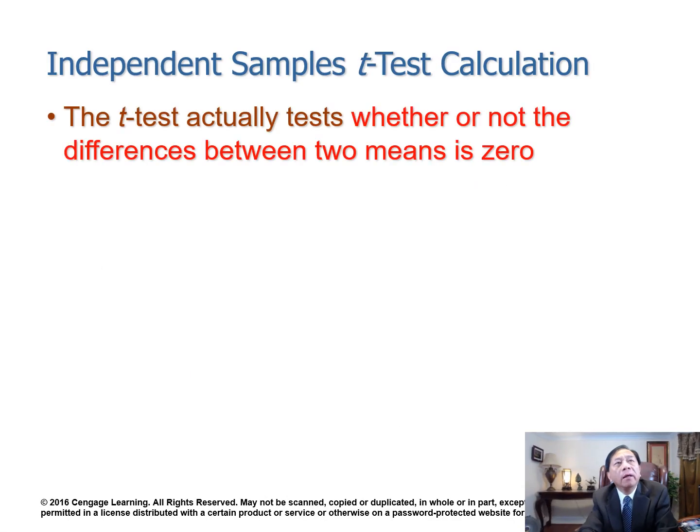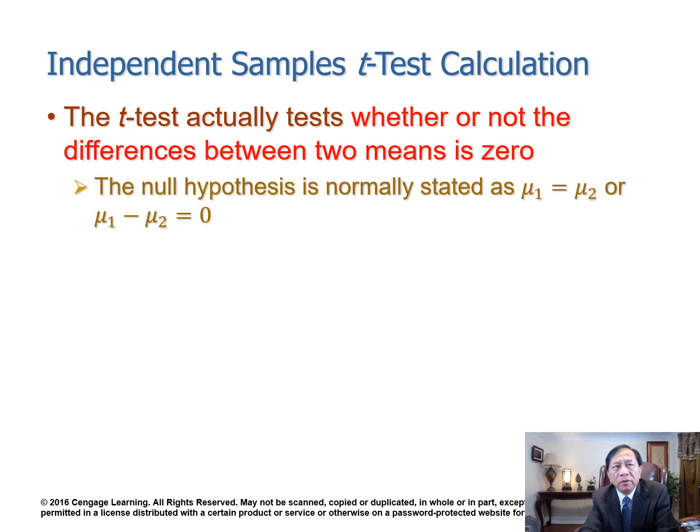Okay? The t-test tests whether or not the difference between the two means is zero. The difference between the two means is zero, meaning they are the same, they're not different, right? If the difference between the two means is not zero, then we're saying there is a difference. So the null hypothesis here is that mu1 equals mu2, or mu1 minus mu2 is zero, the same way.